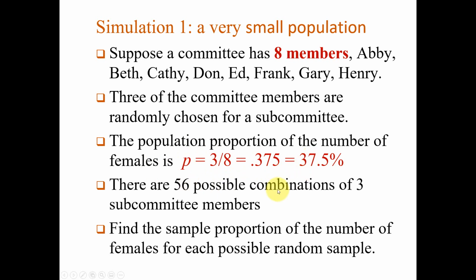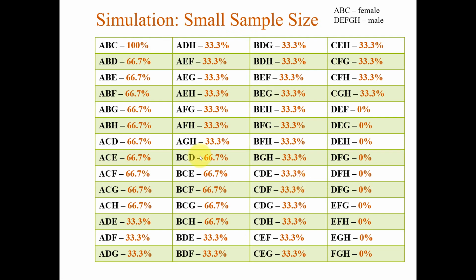And there are 56 possible combinations of a sample of 3 people from this 8. So we're trying to figure out the sample proportion of the number of females for each possible random sample. So here's all of them, all 56 samples, and ABC, that means female. So A means female, B means female, C means female. So we can see that right here.